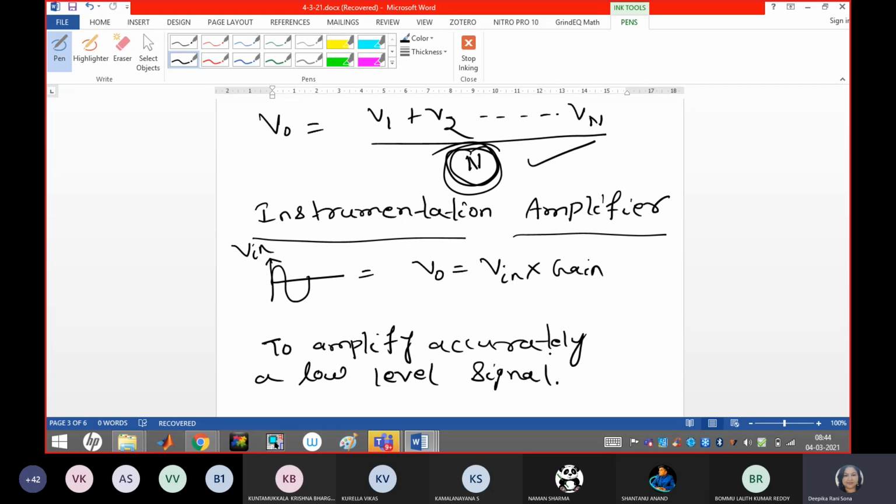Yes or no? Yes, ma'am. So that changes. How do you capture those changes? That is through the instrumentation amplifier. As per the applied input voltage as well as with respect to the environmental changes, you have to capture the output. So this is called an instrumentation amplifier.